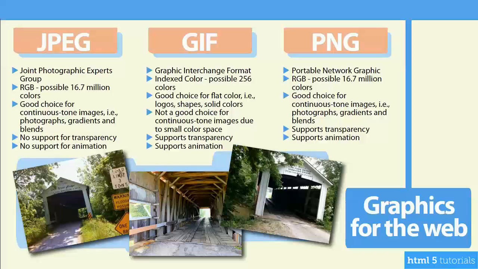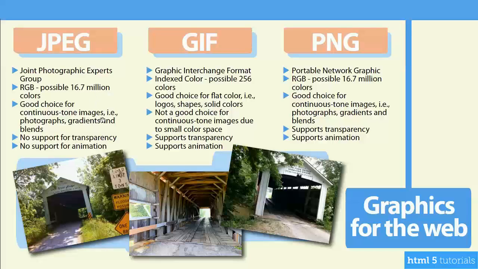So these are the three main types of images that we use on the web. We have JPEG, we have GIF, and we have PNG. So the JPEG, let's talk about that one first and some of the pluses and minuses of it. JPEG stands for Joint Photographic Experts Group. That's great information to have if you're ever at a Photoshop trivia party, like I am. RGB is the color space that we're using. It has a possible 16.7 million colors, so you can get really rich color with a JPEG.